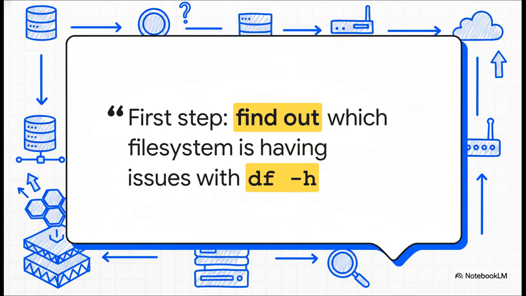The first command in our runbook is df -h. This stands for disk-free, human-readable. It just gives you a quick summary of all the mounted file systems and shows you how much space is used. We're looking for any line that's showing 90%, or in our case, probably 100% full.